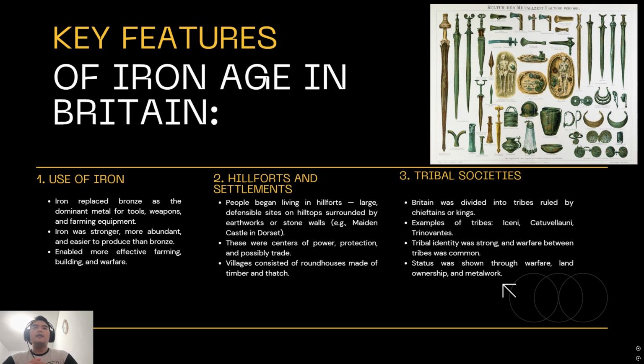And then 3. Tribal societies. Britain was divided into tribes ruled by chieftains or kings. Examples of tribes: Iceni, Catuvellauni, Trinovantes. Tribal identity was strong and warfare between tribes was common. Status was shown through warfare, land ownership, and metalwork.